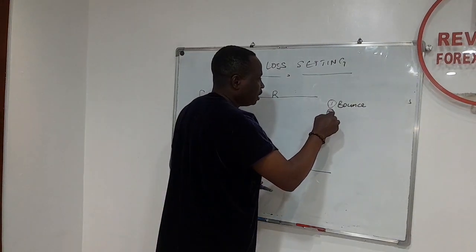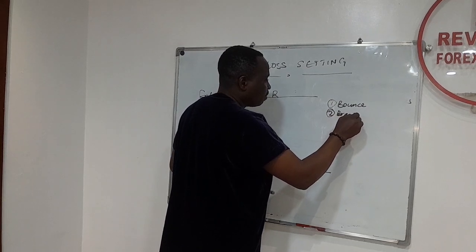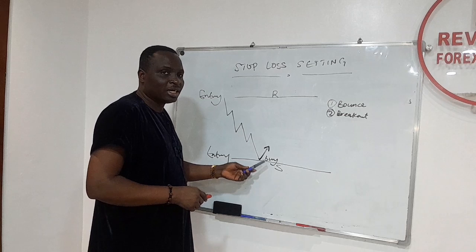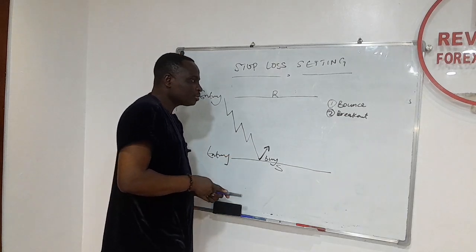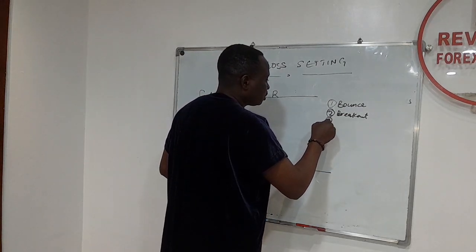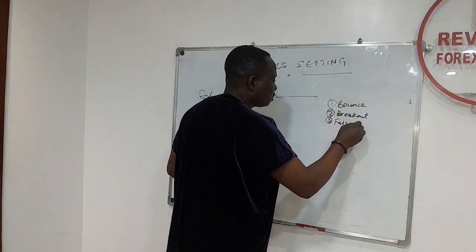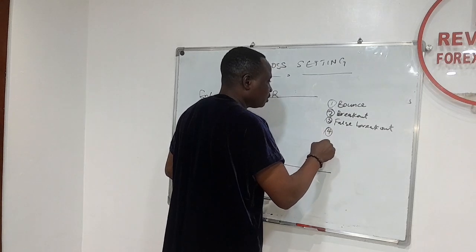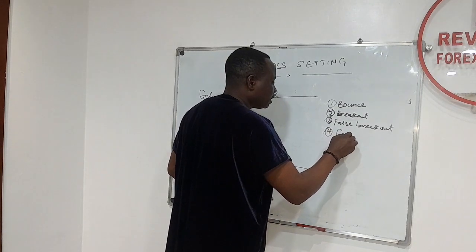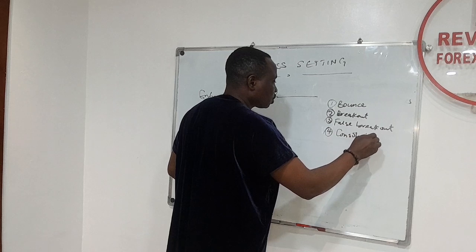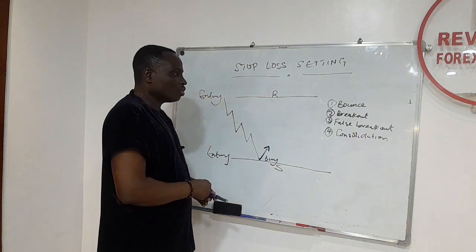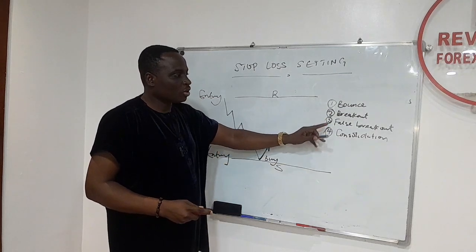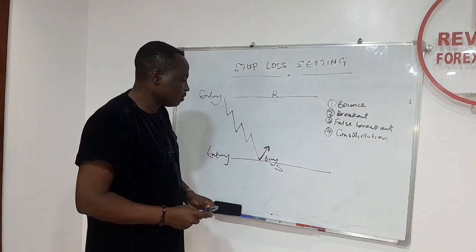The second is breakout. Breakout simply means that markets do not respect the key level. Rather, it causes a breakout. Then the third expectation could be false breakouts, while the fourth expectation could be market consolidation rather. So at the key level, market will do one of these. We call it expectations at the key levels.